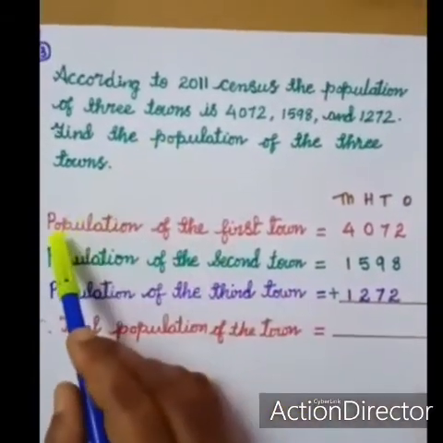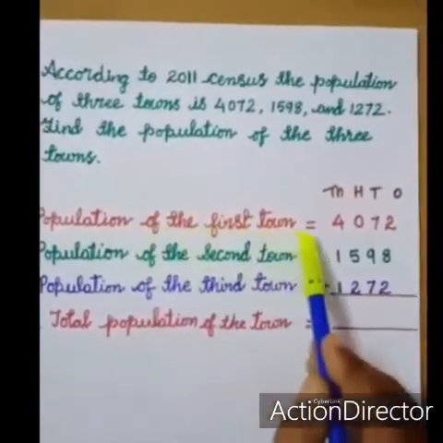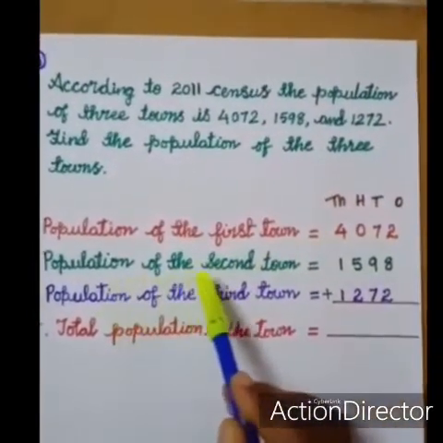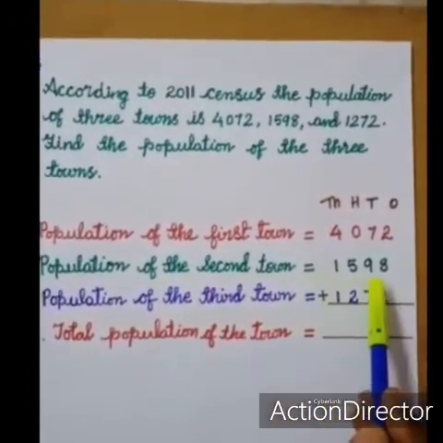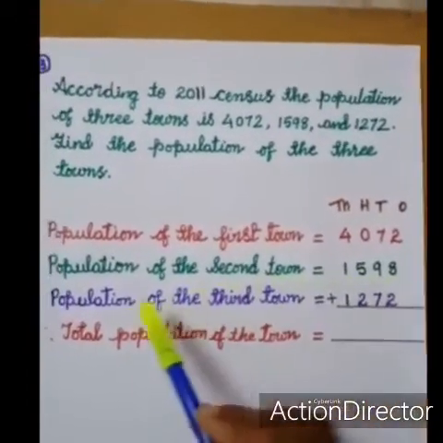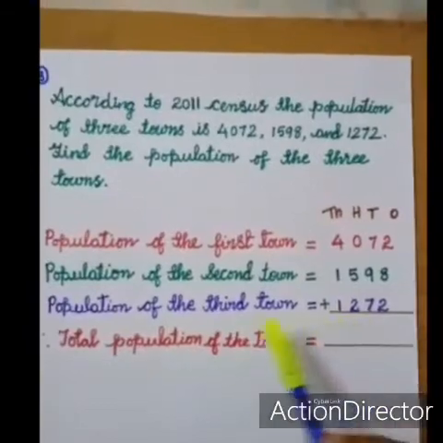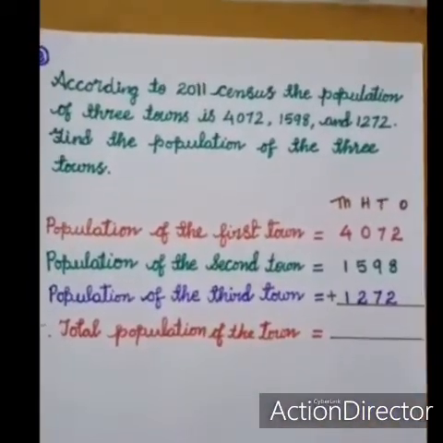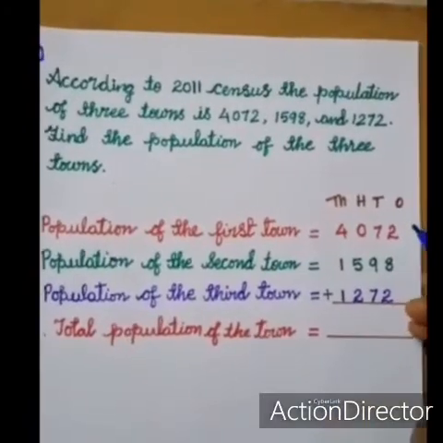We write the statements as population of the first town is 4072. Population of the second town is 1598. Population of third town is 1272. Now we find the total population of the town.